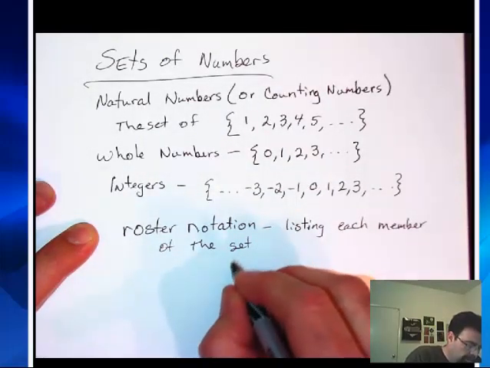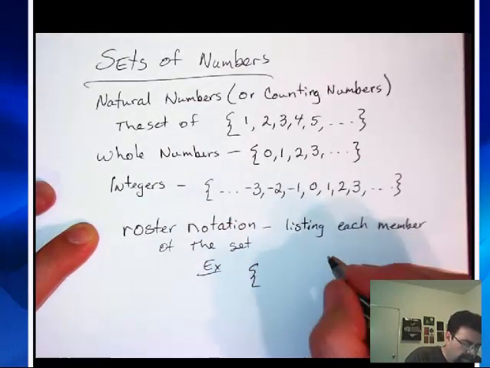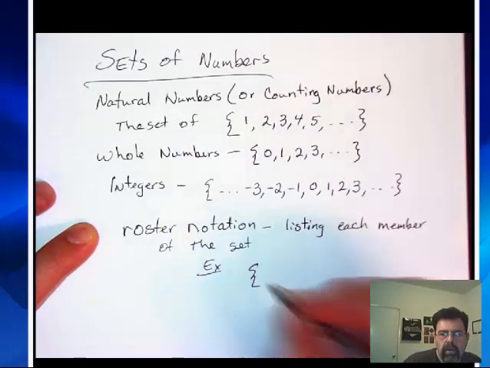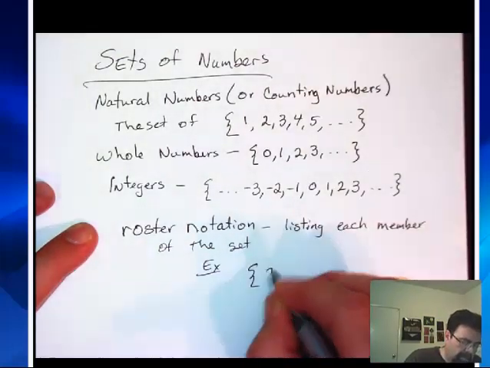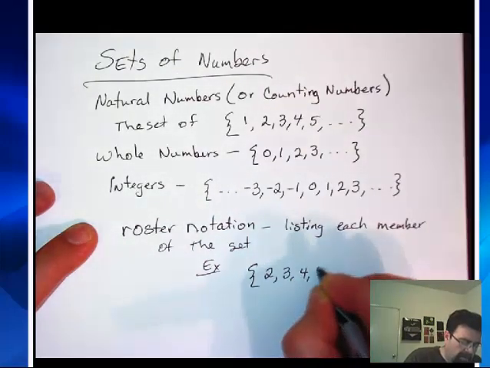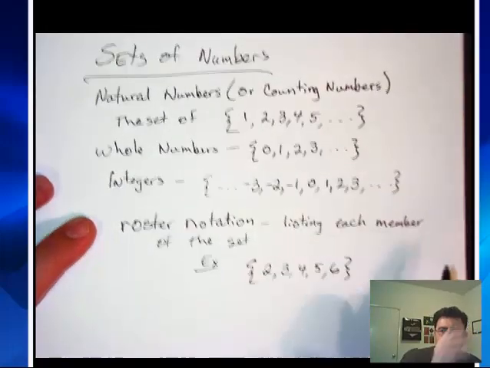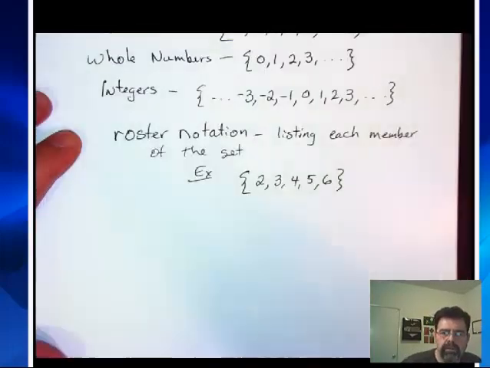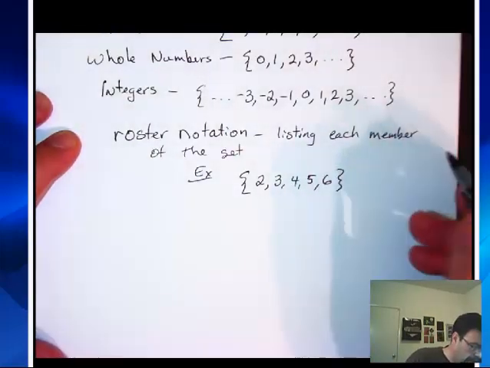So here's an example. If I want to say all the whole numbers between 1 and 7, between would be 2, 3, 4, 5, 6, and I explicitly listed out that set. Okay, so that would be roster notation.